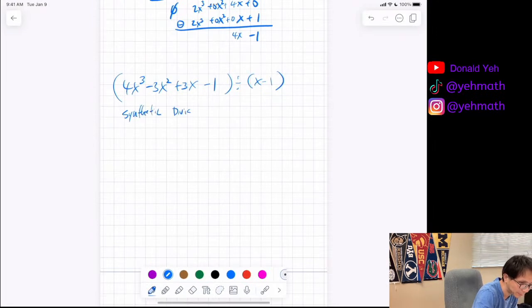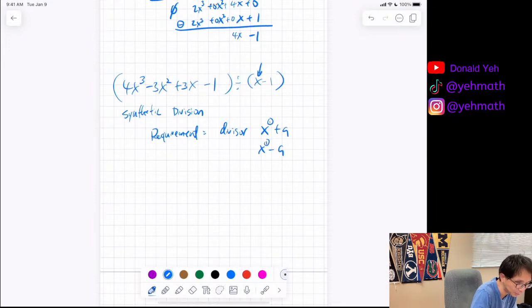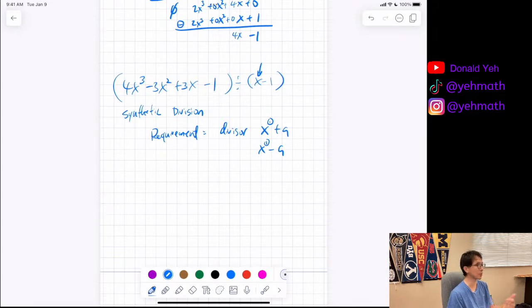What's the requirement for standard division? So the requirement for standard division is that the divisor has to be x plus a or x minus a. It has to be x to the first degree. So it'd be x plus 1 or x minus 1 or x plus 2 or x minus 2, x minus 5, x plus 5. That's all perfectly okay.